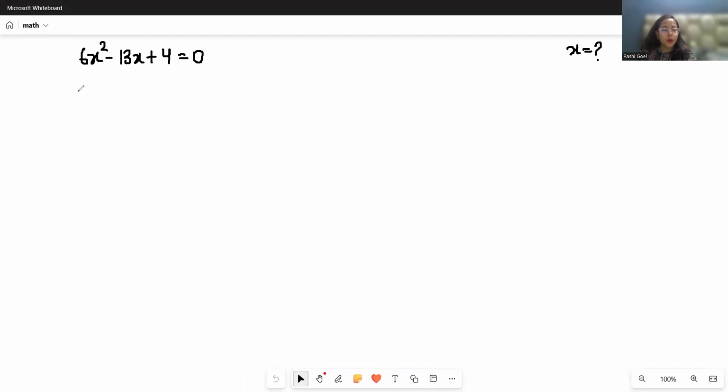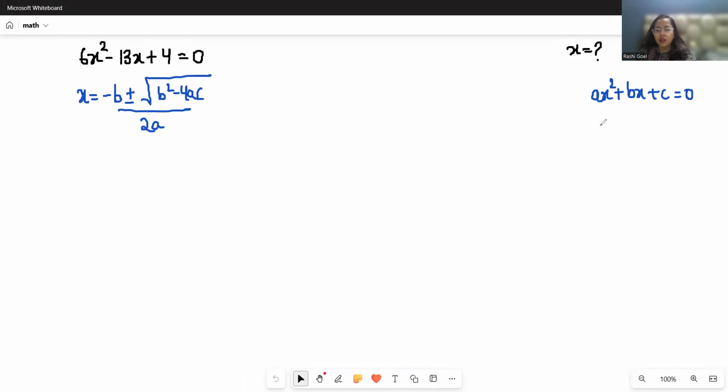So I'm going to use the quadratic formula, that is x = (-b ± √(b² - 4ac)) / 2a. Let's find out the values of a, b, c. So this is the standard form of a quadratic equation, and the equation given is 6x² - 13x + 4 = 0. Now on comparing both equations, a is 6, b is -13, c is 4.